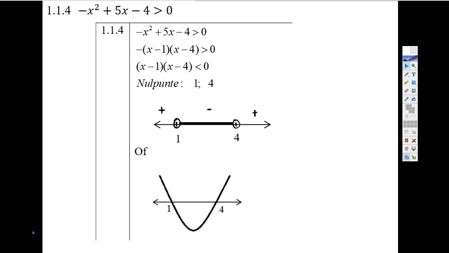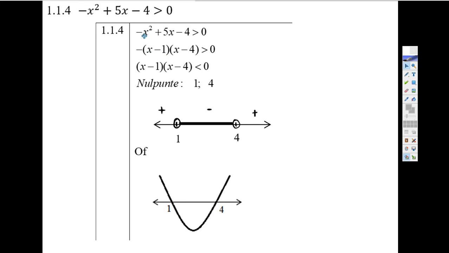Okay, continuing with this paper 1 prelim, 1.1.4. They give you this inequality: minus x squared plus 5x minus 4 is greater than 0. And we're supposed to solve it, solve for x. Well, this is the way they did it.